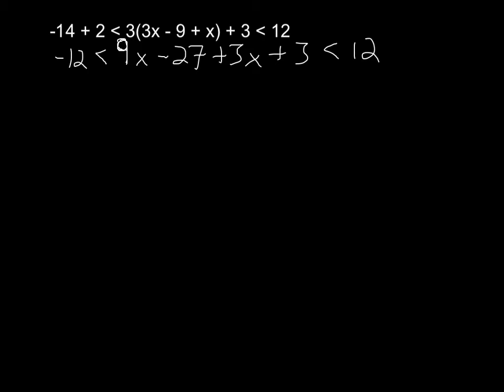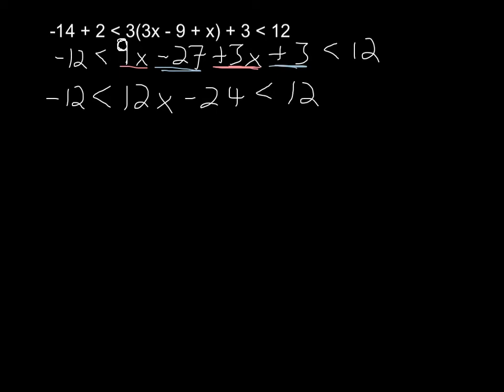Now we need to simplify that middle part. Let's keep the negative 12. 9x plus 3x equals 12x. Negative 27 plus 3 equals negative 24. And we just keep 12 on the right side. Now we got to get x by itself. So the first thing we're going to do is add 24 to all 3 parts.